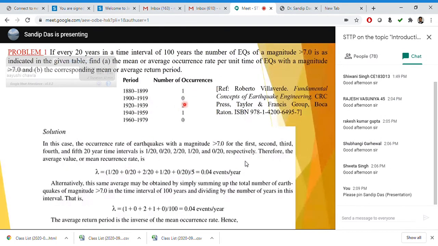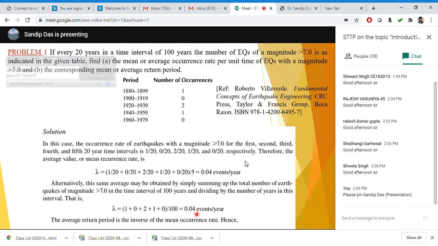For the third block you have 2, for the fourth block you have 1, and again for fifth you have nothing. So if you get this lambda, you are getting some number. Now what is the unit? These are all in years. So you are getting 0.04 events per year, right? So then you are getting your lambda.